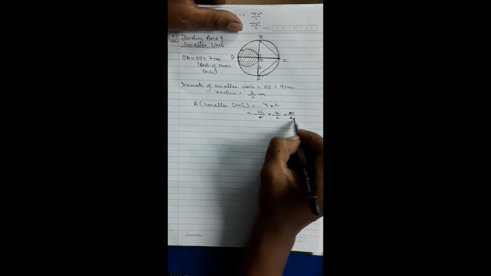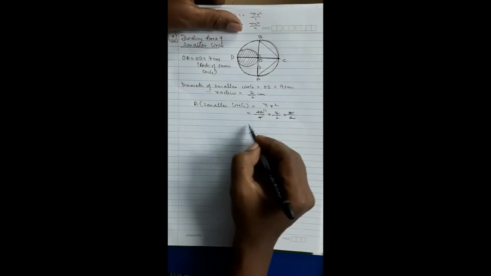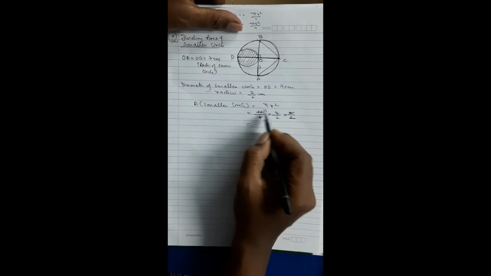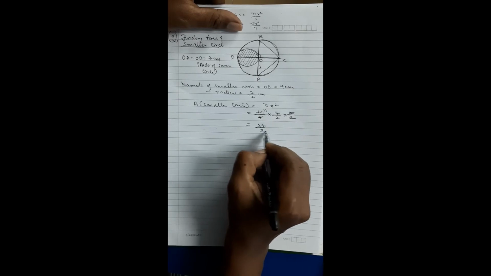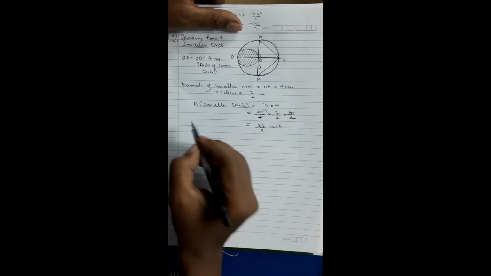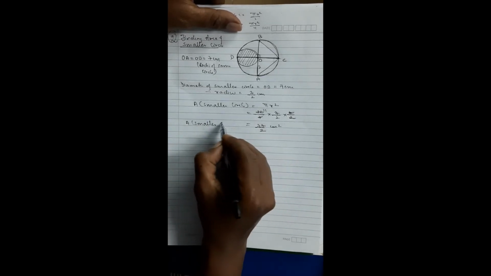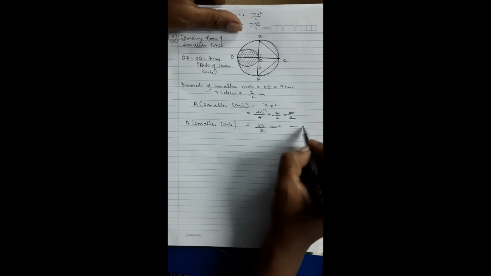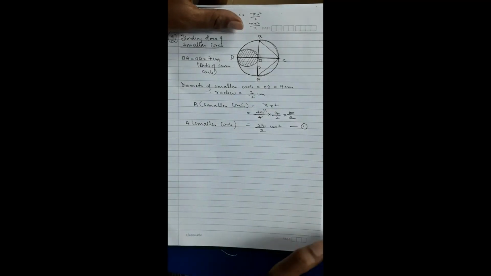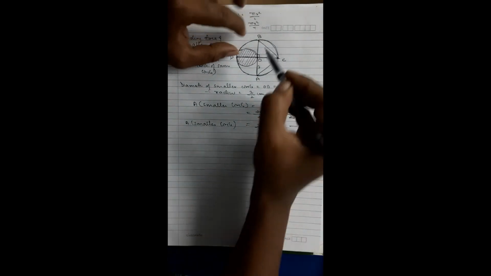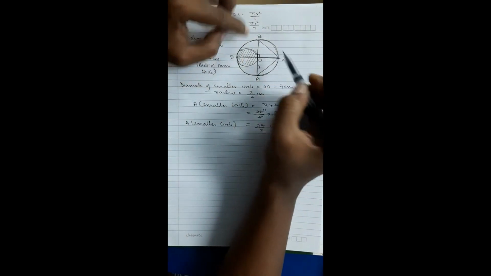7 sevens, 7 elevens are 77. Upon 2, centimeter square is the area of the smaller circle. Okay, this is over. Now I am worried about finding this shaded region.